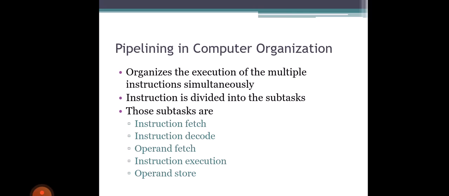The instruction fetch subtask will only perform the instruction fetching operations. The instruction decode subtask will only be decoding the fetched instruction, and so on for the other subtasks.